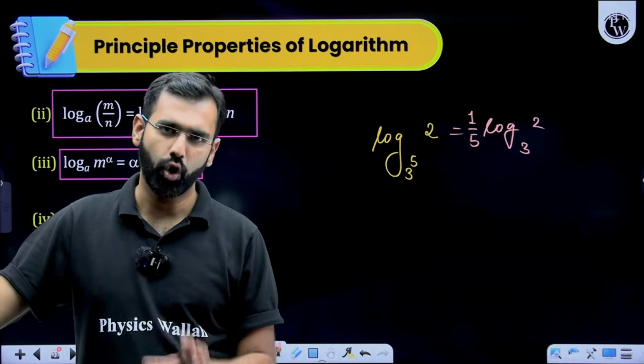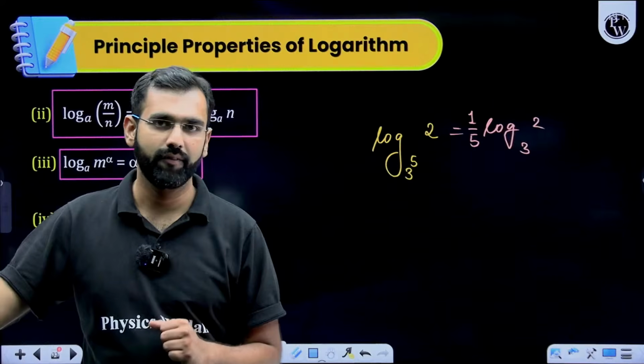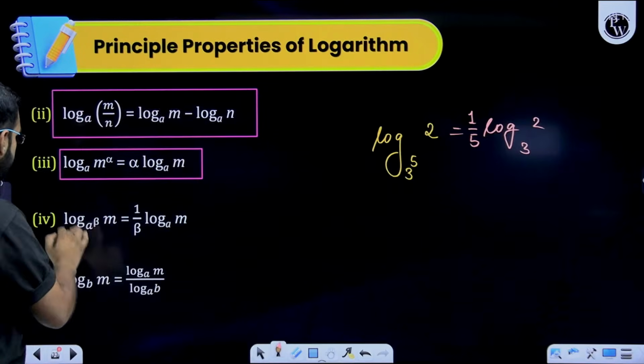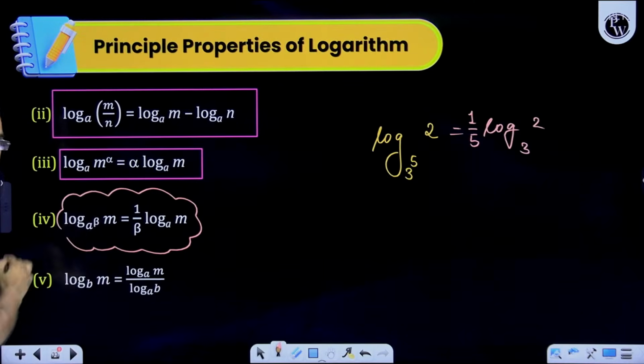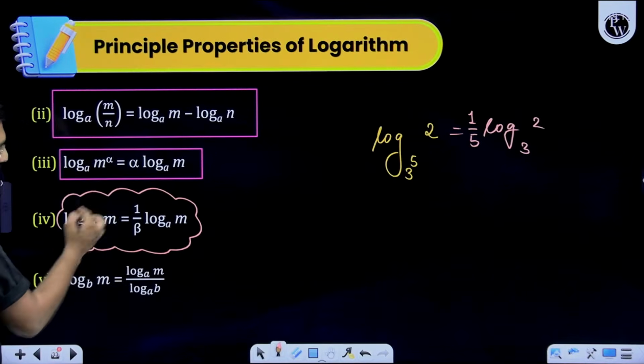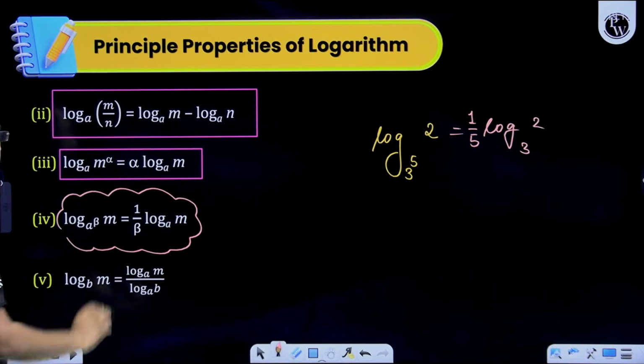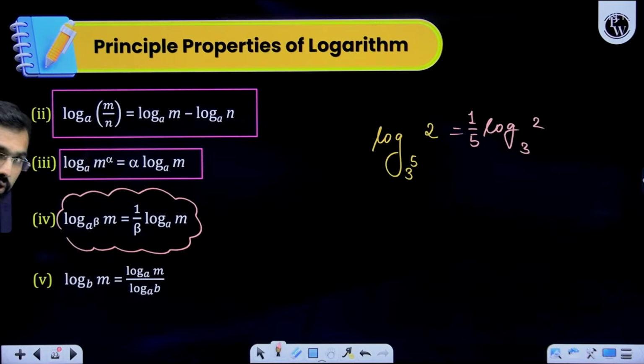Everybody understood this? All the participants. Can I move ahead from here? I hope you are making complete sense of this property: log of m at base alpha to the power beta. So this beta will come out as its reciprocal, 1 by beta log m at base a. Did you all get that?